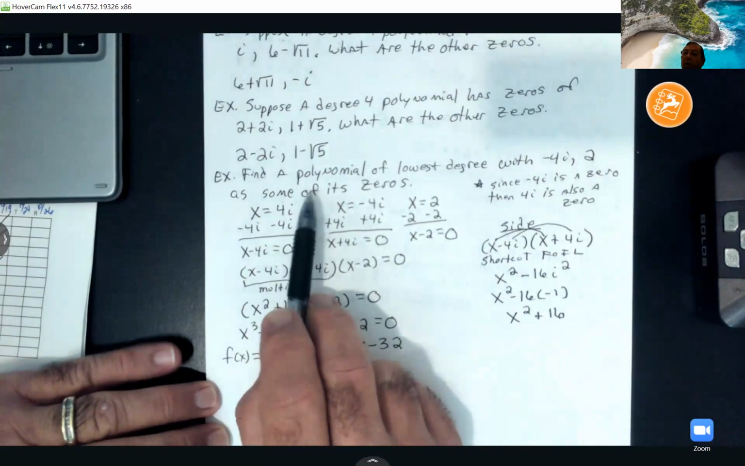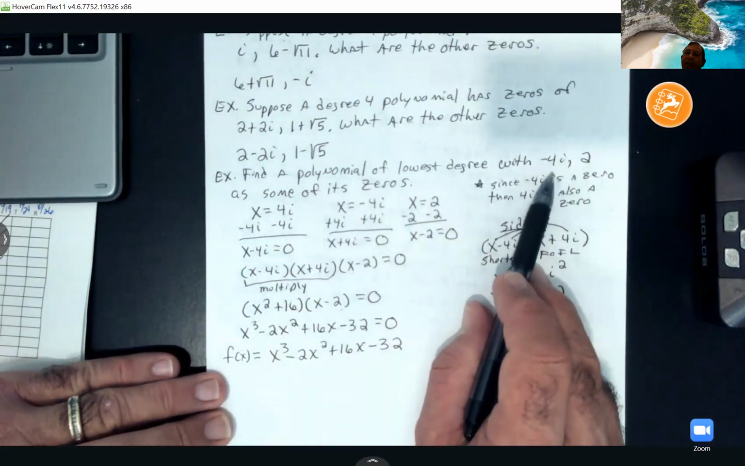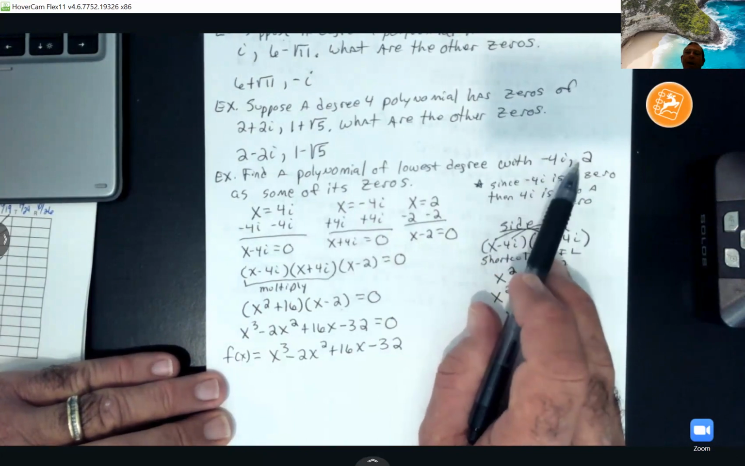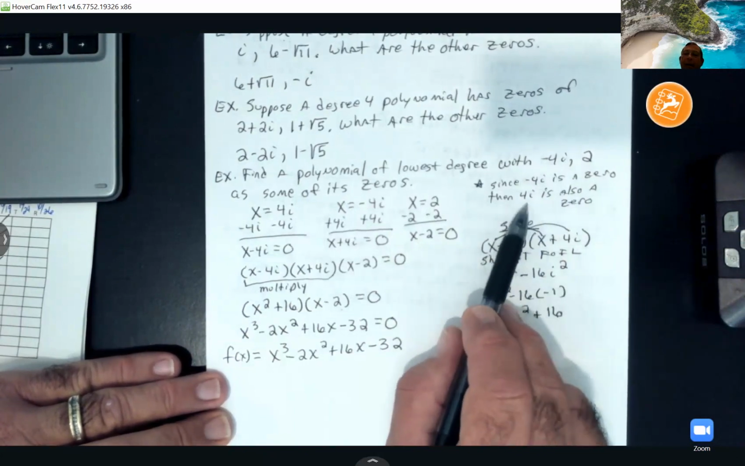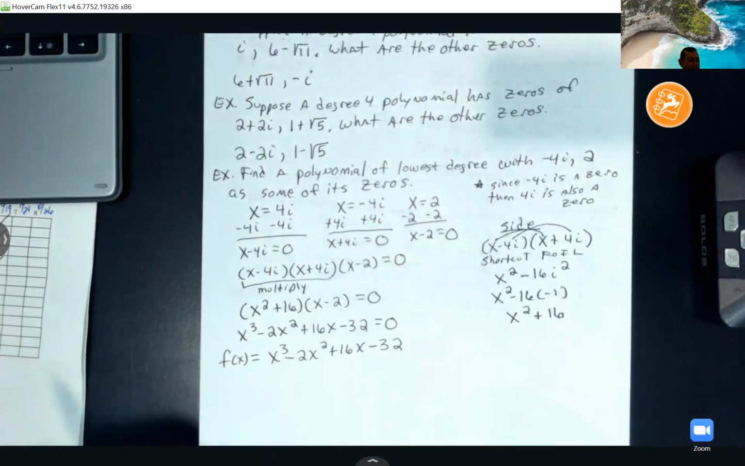So yeah, when they want you to find a polynomial and they give you an imaginary number, you automatically got to assume that its conjugate is also a 0.